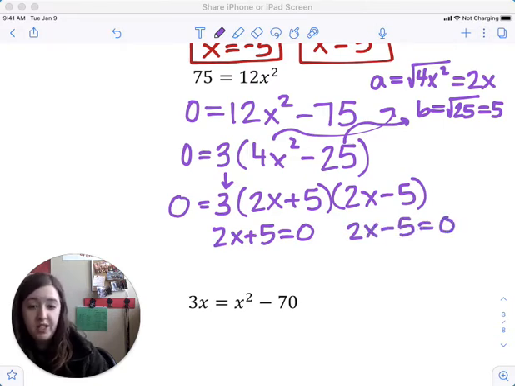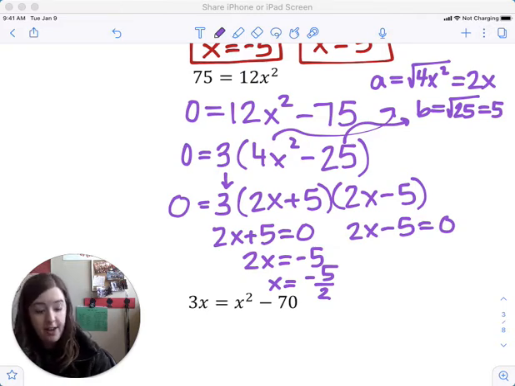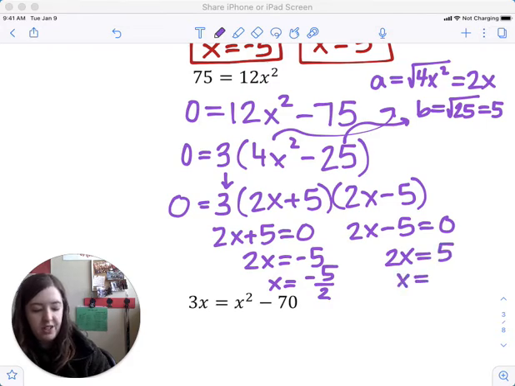So with 2x plus 5 equals 0, we'll subtract 5 from both sides, and then we'll divide by 2, giving negative 5 halves. On the other one, 2x minus 5 equals 0, we'll add 5 to both sides. So 2x equals 5. Then we'll divide by 2 on both sides and get 5 halves.